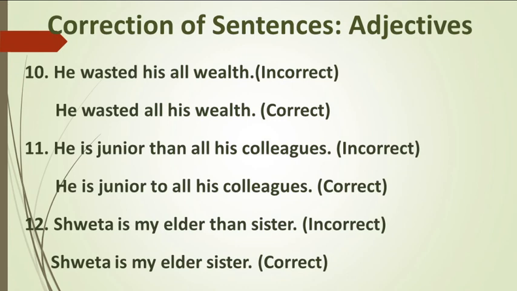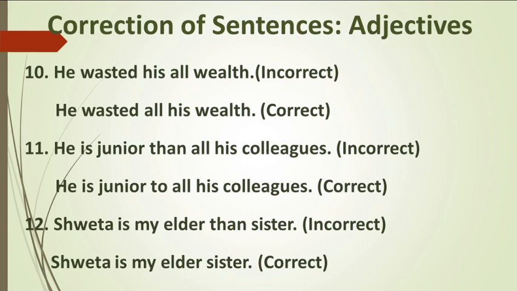Let's look into the next example: He is junior than all his colleagues. He is junior to all his colleagues. The second sentence is the correct one because comparative adjectives ending in or, like superior, junior, inferior, are followed by the preposition to and not than. So to is the correct one and not than.